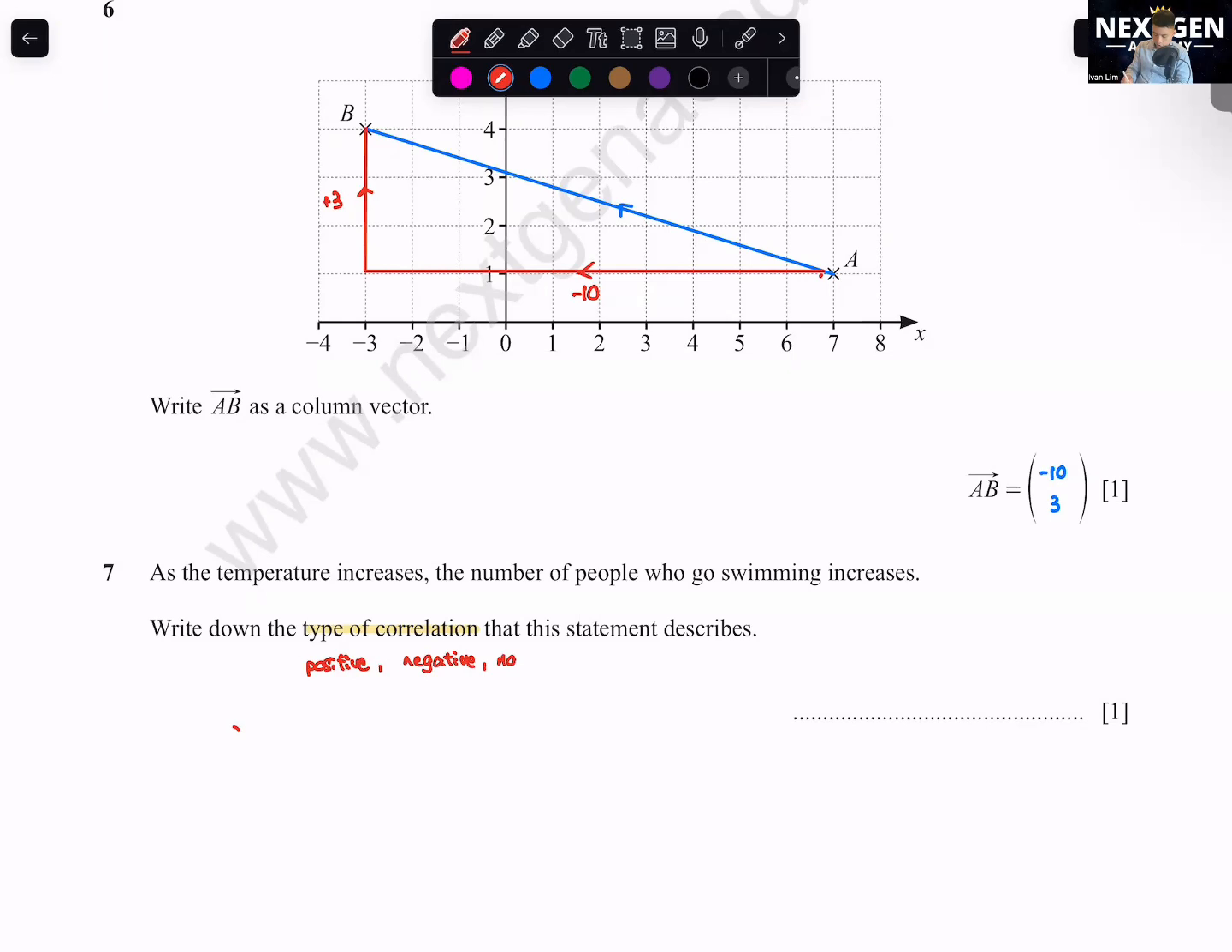Just write down a note. Don't use directly or inversely proportional. You won't use directly or inversely proportional to describe correlation, even though it might have the same meaning. The term is very important here. So we're just going to write positive correlation because as this one goes up, this one also goes up. Negative means one goes up, the other one goes down.